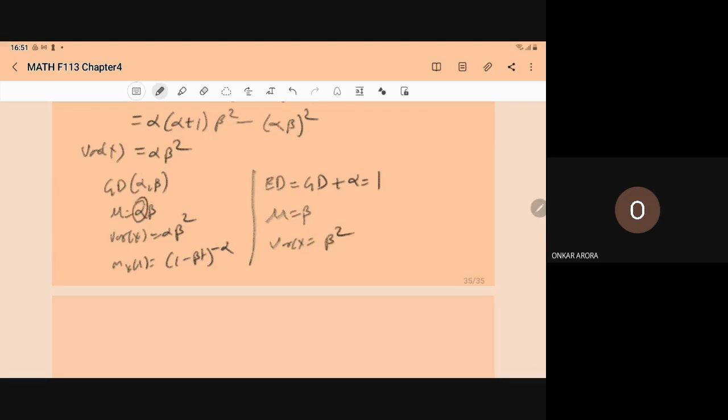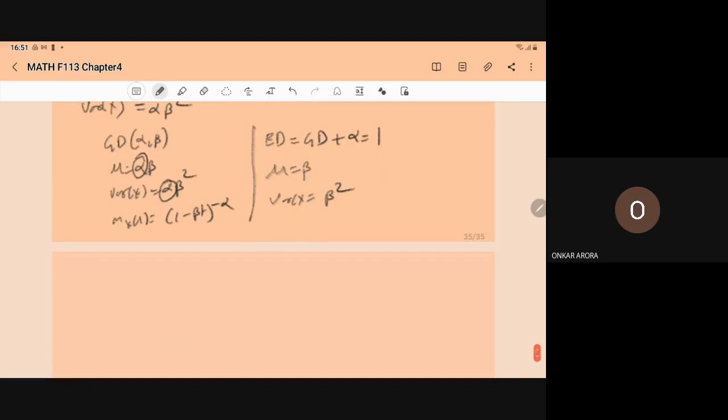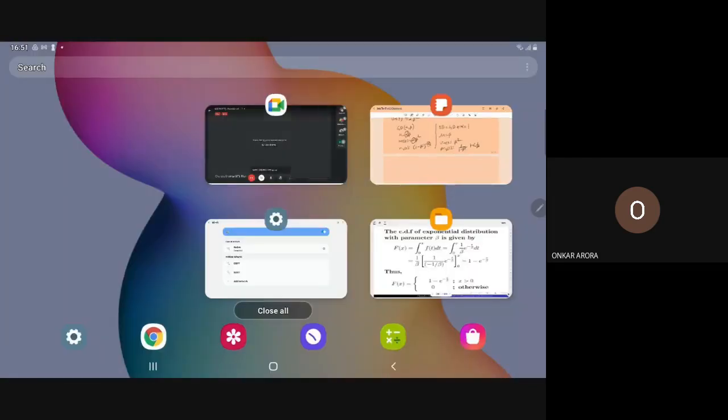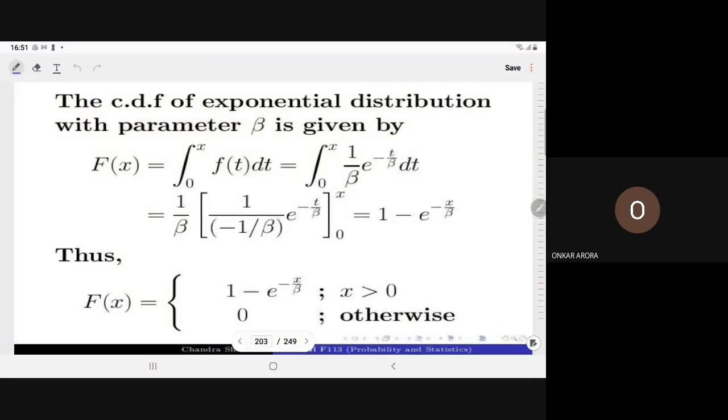Just put alpha is equal to 1. When we put alpha is equal to 1, it will give you M_x(t), which is 1 upon 1 minus beta t for t less than 1 upon beta. So these are a few things about the exponential variate.